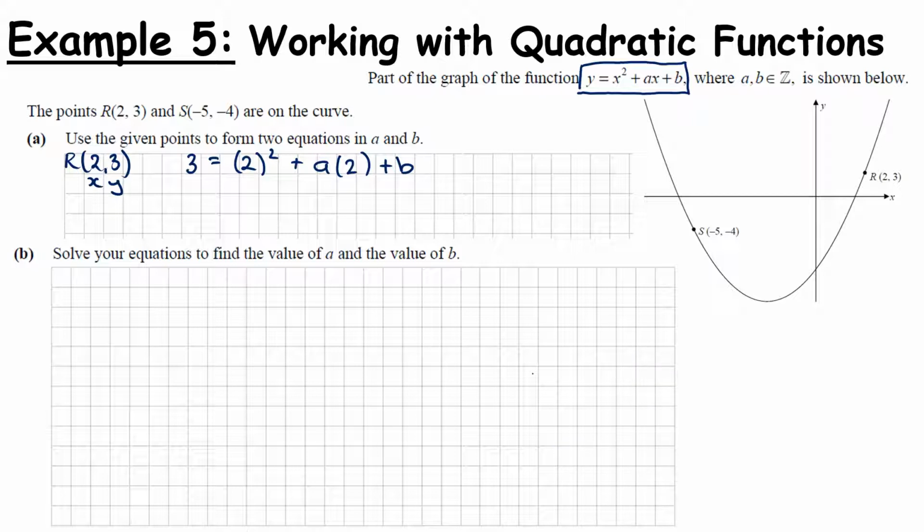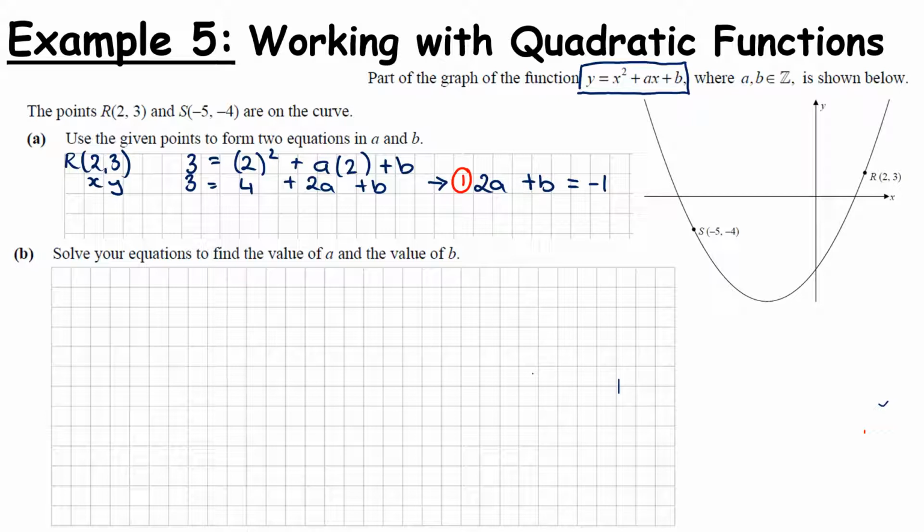So we can clean that up a little bit. We get 3 is equal to 4 plus 2a plus b, and cleaning it up just a little bit more, we get 2a plus b is equal to minus 1. So subtracting 4 from both sides, and that gives us equation 1.